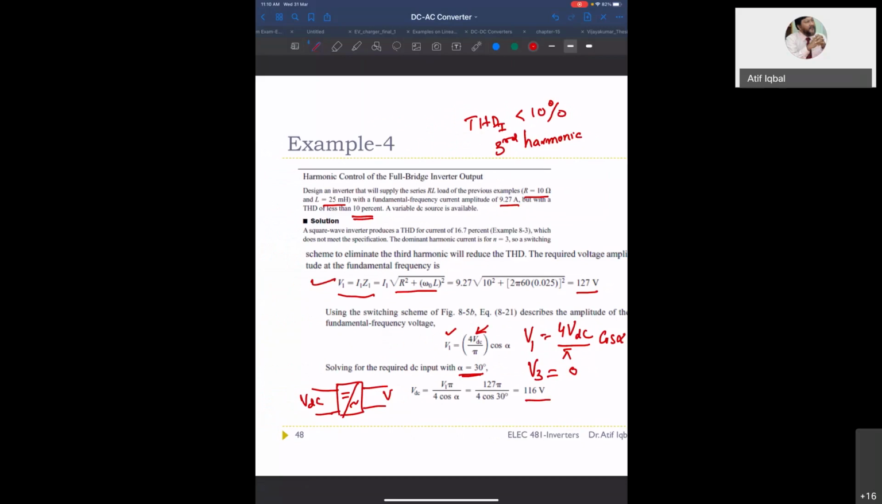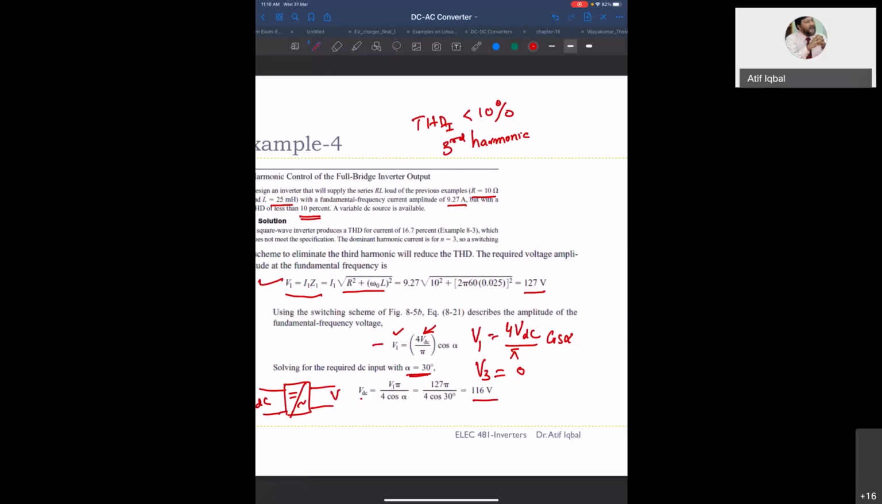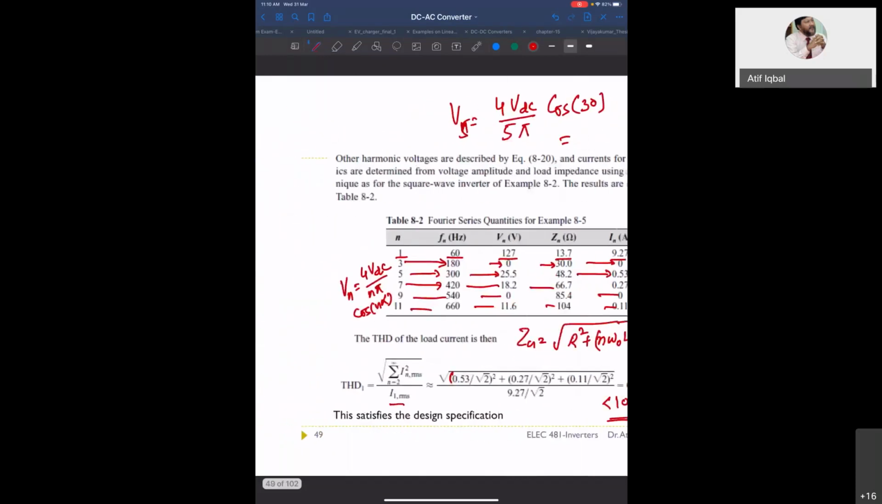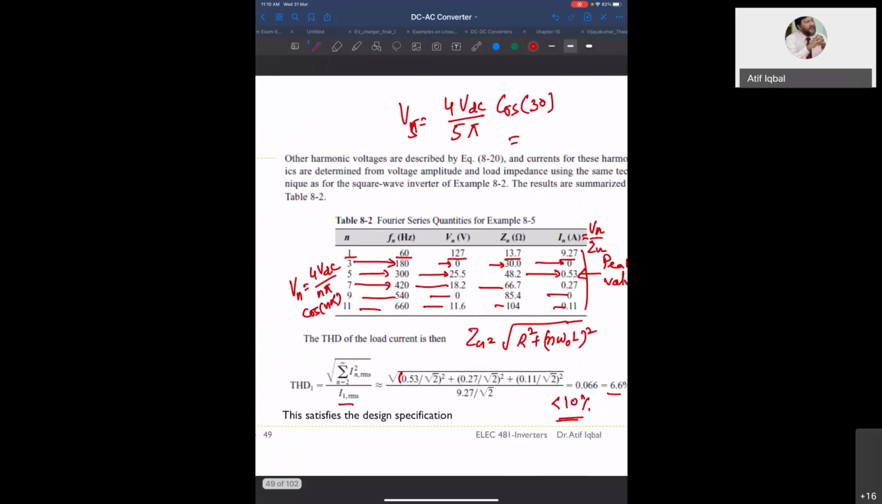So we calculated the fundamental voltage peak value, and from there we calculated the DC link voltage. The DC link voltage, the input voltage to the inverter, should be 116 volt, and corresponding to that we have calculated the 5th harmonic, 7th harmonic, 9th harmonic, 11th harmonic, and then we calculated the impedances, then the currents, and then the total harmonic distortion in the current. So we see that it is 6.6%, less than 10%. That means it is fine.